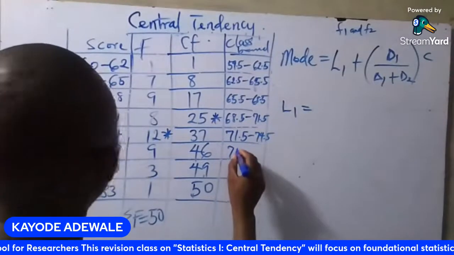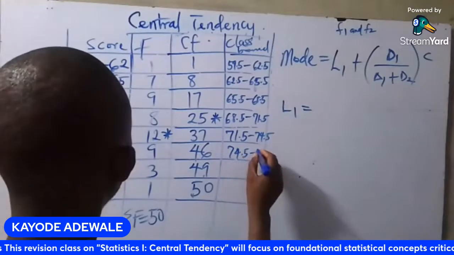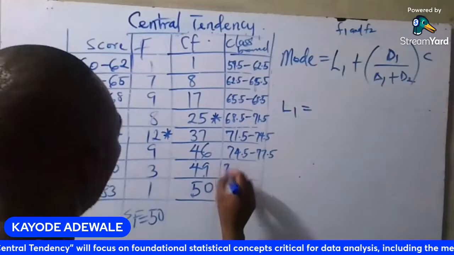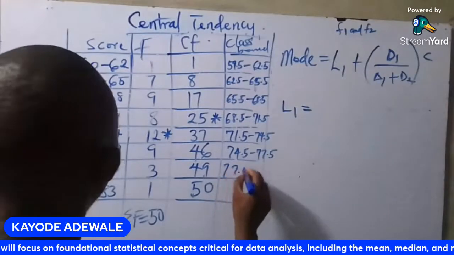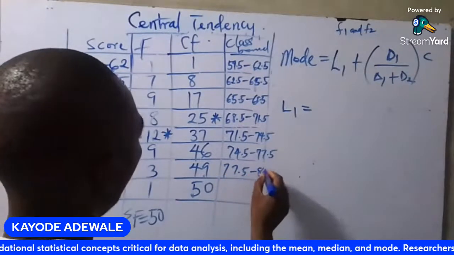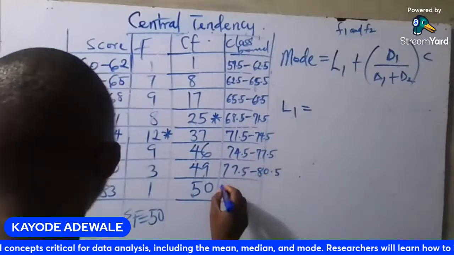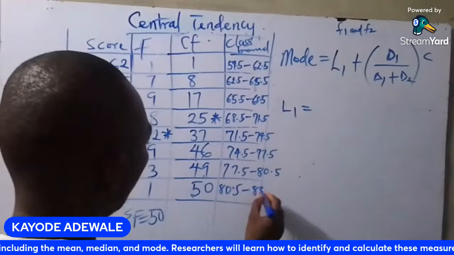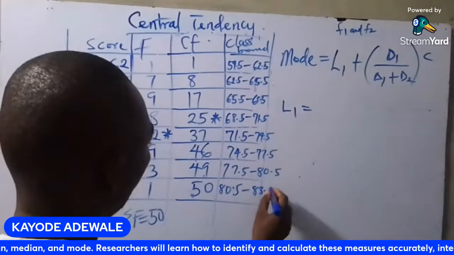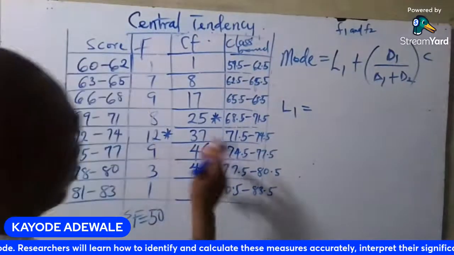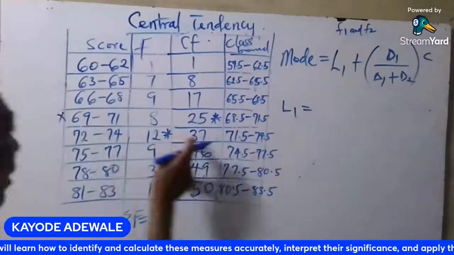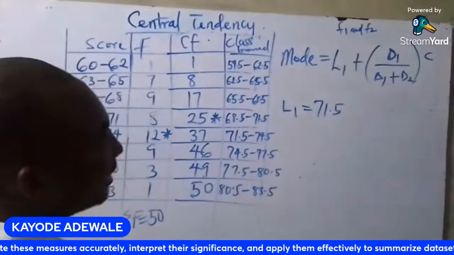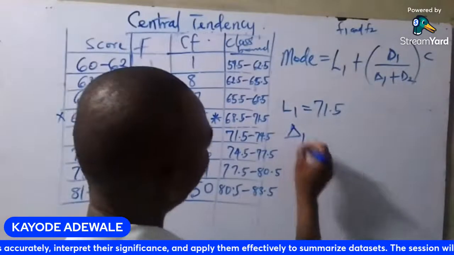This will be 74.5, and this place will be 77.5. This place will be 77.5 to 80.5, and this will be 80.5 to 83.5. So the lower class boundary of this modal class, when you trace it now, will be 71.5.